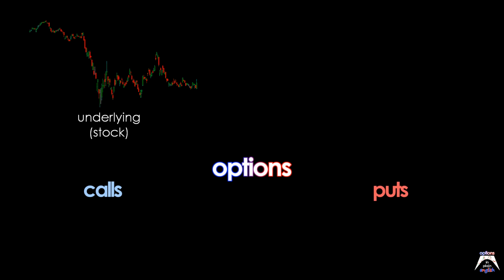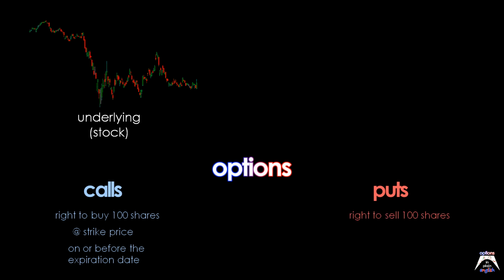Calls give their buyer the right to buy 100 shares of the underlying instrument, in this case a stock, at a predefined price called the strike price, on or before the expiration date. Puts give their buyer the right to sell 100 shares of the underlying instrument at a predefined price called the strike price on or before their expiration date.